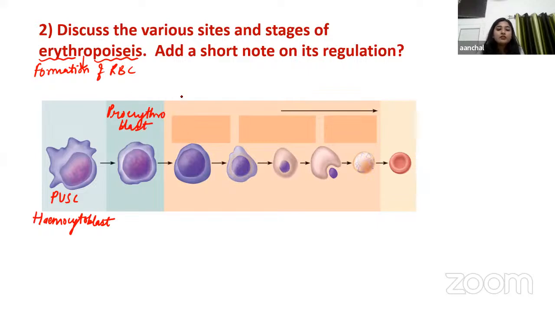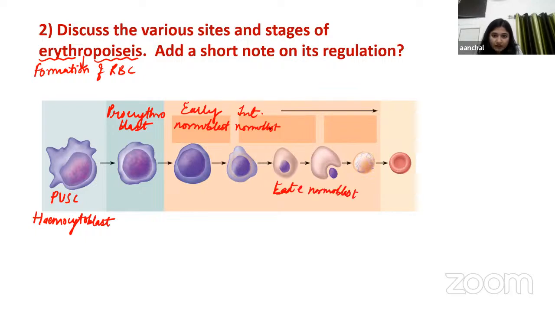Right? Now, the next stage we have is early normoblast. Then we have intermediate normoblast. Then these stages are both early normoblast and late normoblast. And also in late normoblast, we have an early stage, that is part 1, and also we have a late stage, right? Then finally we have reticulocyte, and in the last we get erythrocyte.